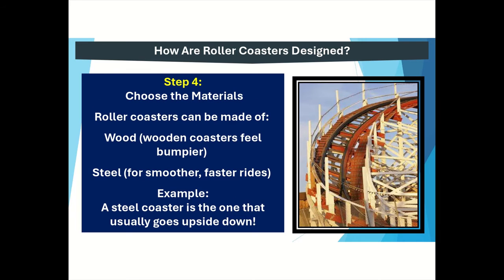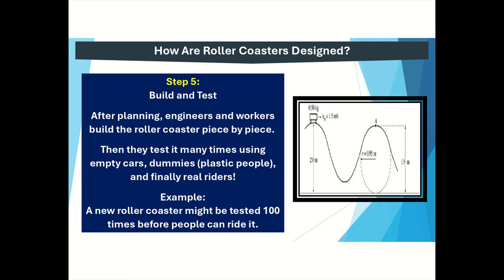How are roller coasters designed? Step 4. Choose the materials. Roller coasters can be made of wood. Wooden coasters feel bumpier. Steel, for smoother, faster rides. Example: a steel coaster is the one that usually goes upside down. Step 5. Build and test. After planning, engineers and workers build the roller coaster piece by piece. Then they test it many times using empty cars, dummies, plastic people, and finally real riders. Example: a new roller coaster might be tested 100 times before people can ride it.